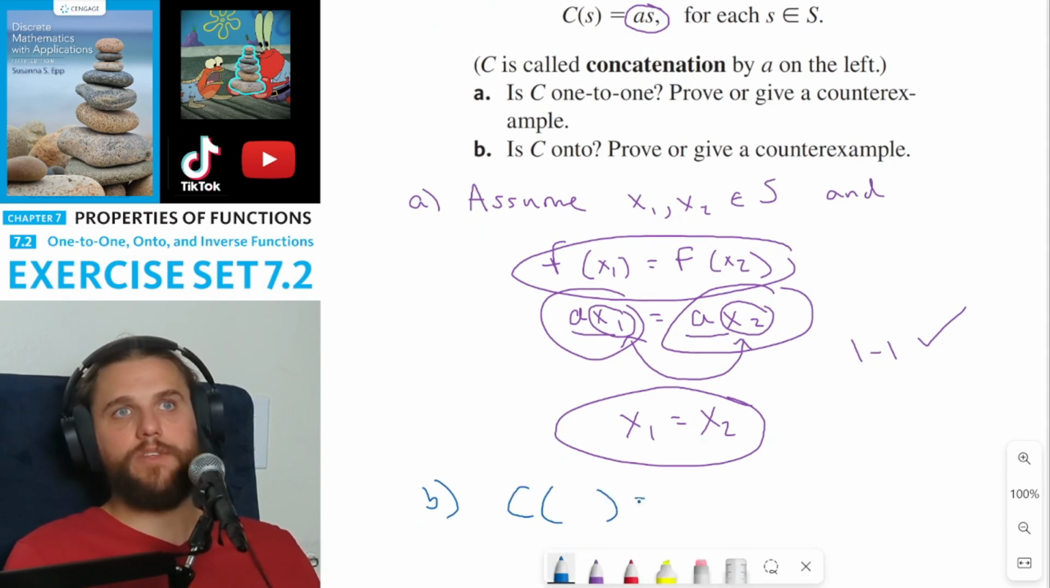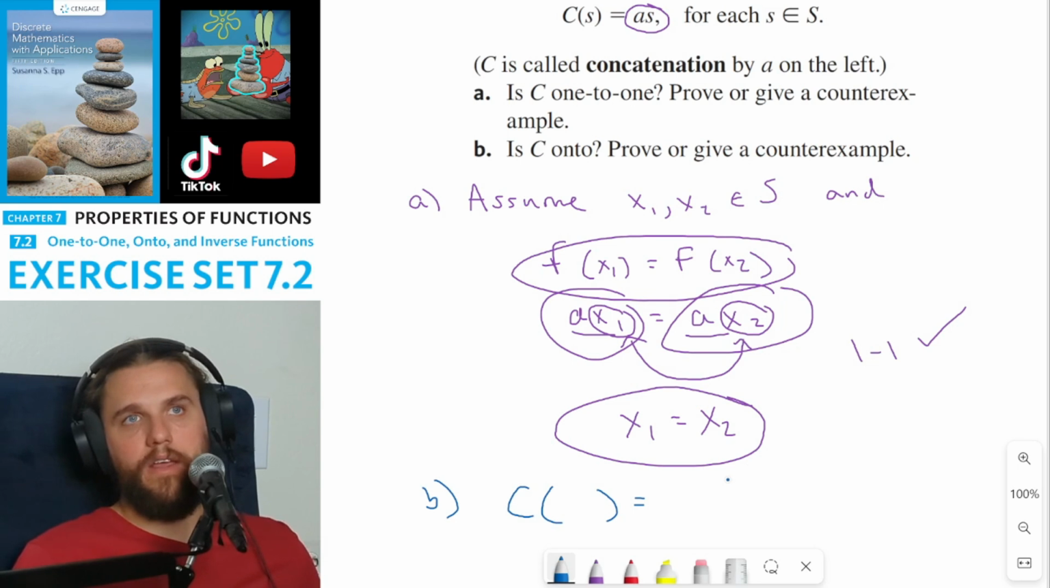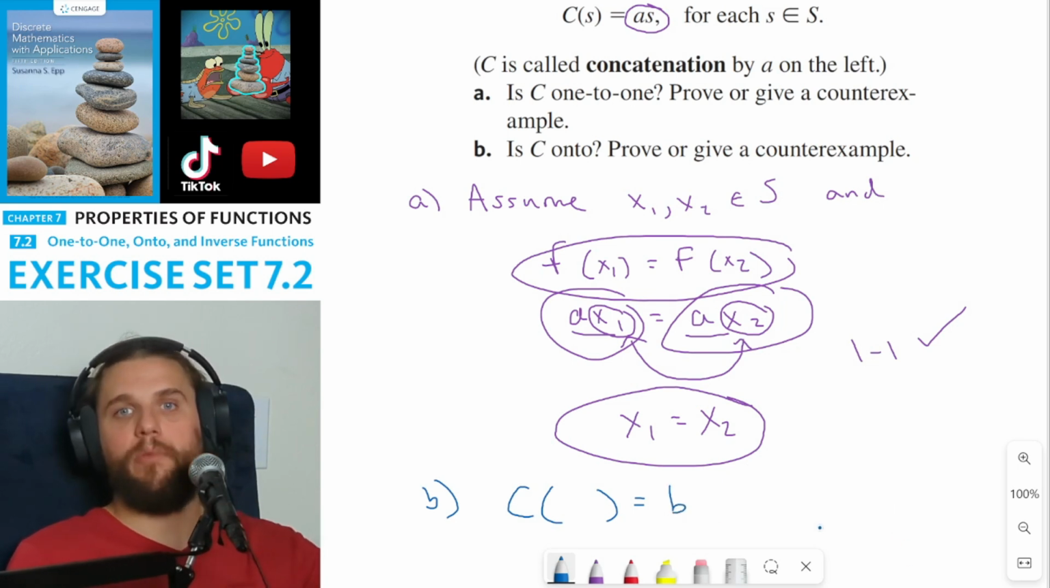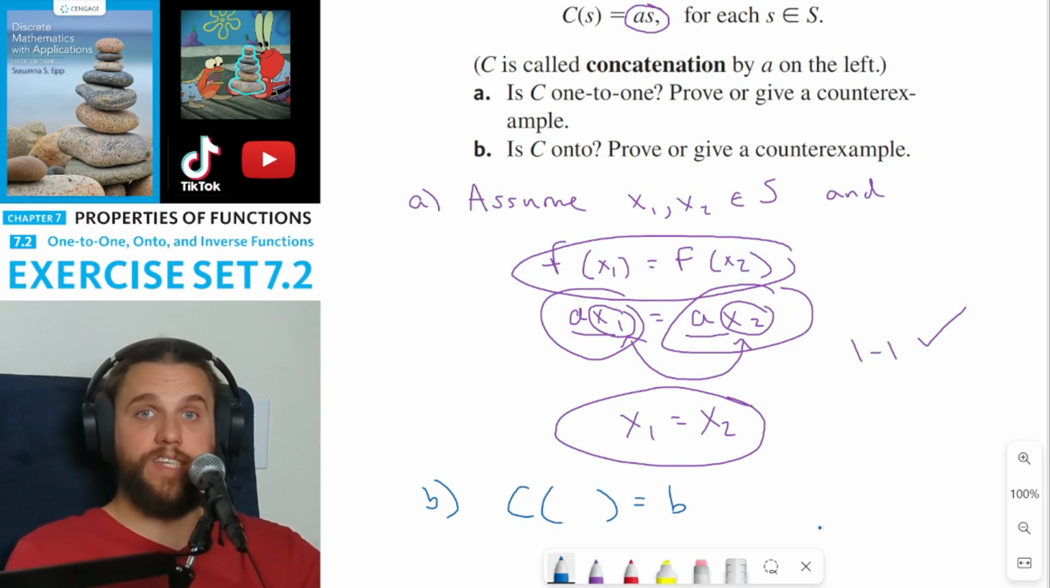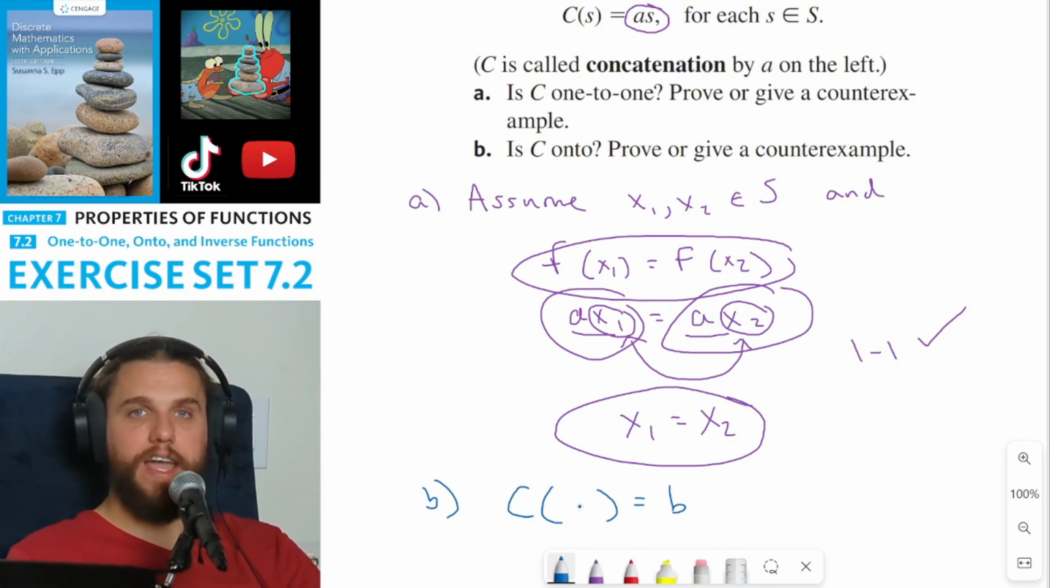So for example, imagine we're trying to find an input that gives us the output B. Now keep in mind, the outputs come from the set S. S is the set of all strings of A's and B's. So this is an element in the set S. The question is whether or not we can find an input here that maps to B.